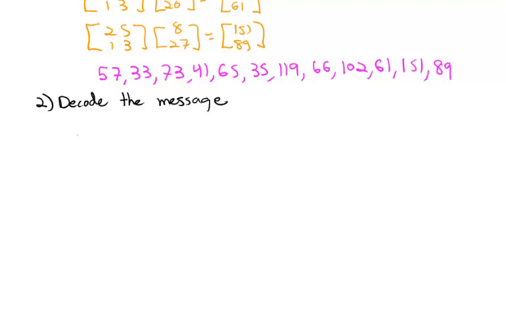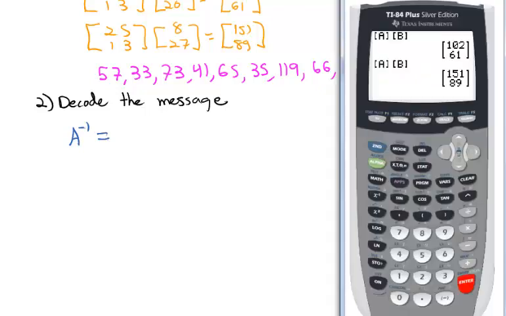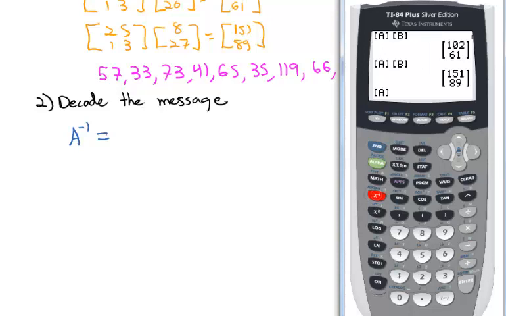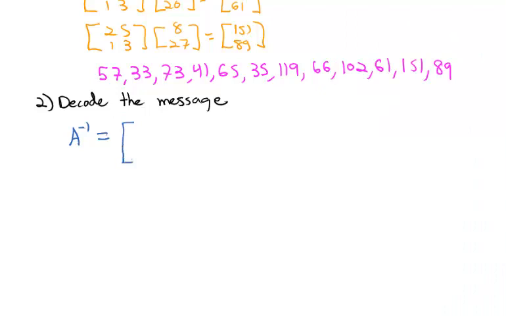To decode the message, we first have to find the inverse of the key. Fortunately, we've already got A in our calculator, and it can tell us what the inverse of A is. So we grab matrix A and hit the inverse button and hit enter. The inverse key is 3, -5, -1, 2. That's the matrix that can be used to decode this message.